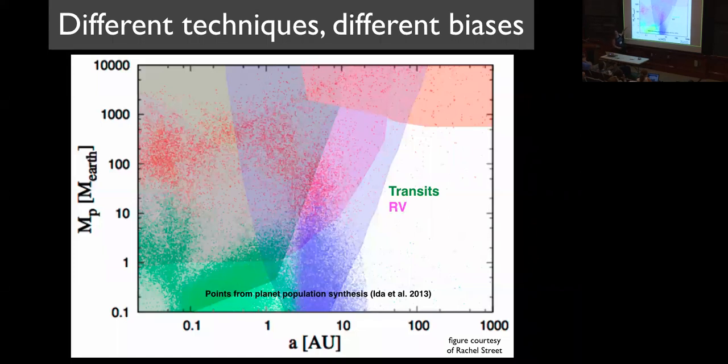Then we have in purple RVs, all right? So we can see something somewhat similar to the transit survey, which is why there's such good synergy between radial velocities and transits. But we can also observe these systems from the ground for longer than Kepler did. So we have a longer time baseline, so we're pushing out to wider orbits.